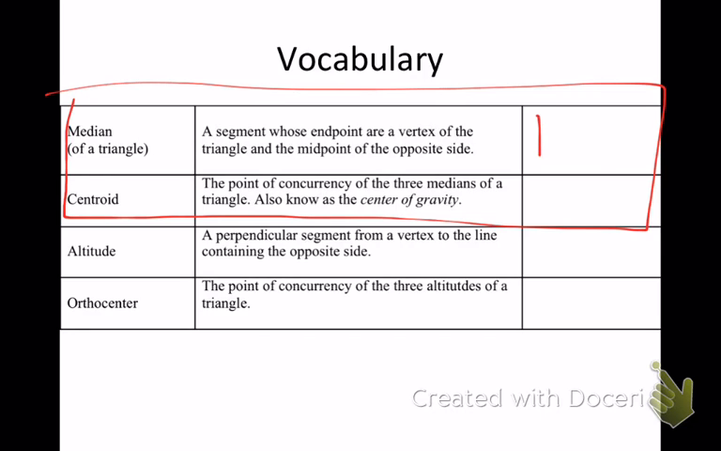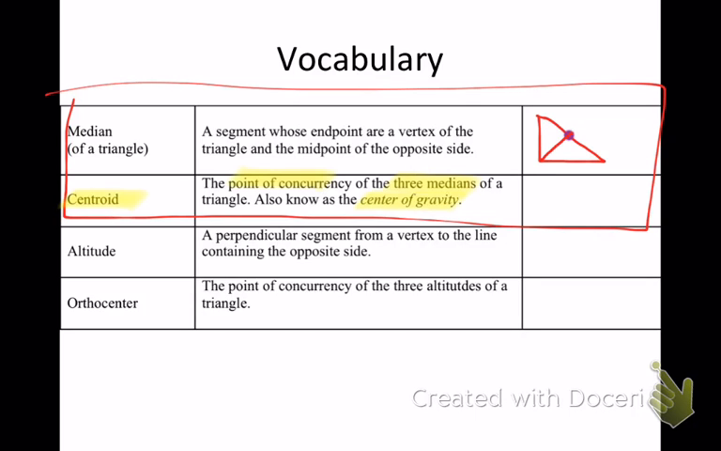So if you look at it here, let's say I draw a right triangle. And there's my midpoint. The median goes from the vertex to the opposite side's midpoint. Okay. Now, if I were to draw a triangle with all three medians, the point of concurrency of the three medians is what's called the centroid.